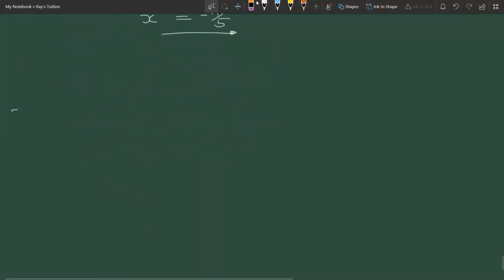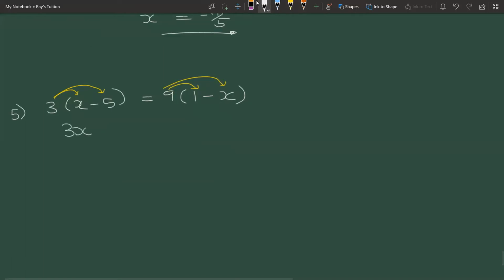For the last one, let us have a look. We have 3 times (x - 5) is equal to 9 times (1 - x). So the first step is we distribute the term out of the bracket to each of the ones in. So then what we get is 3 times x, which is 3x, 3 times negative 5, which is negative 15, 9 times 1, which is 9, minus 9 times x, which is 9x.